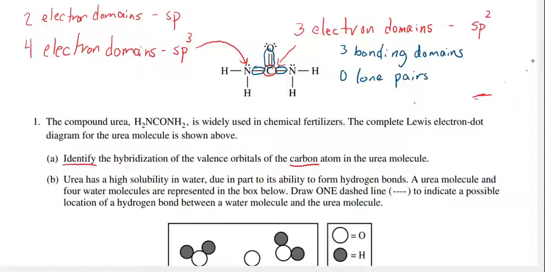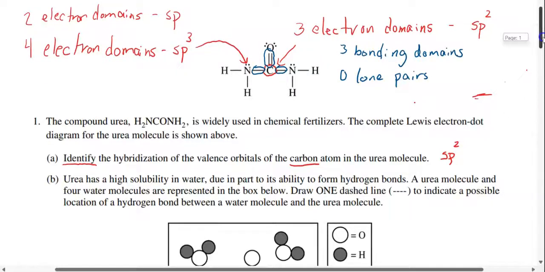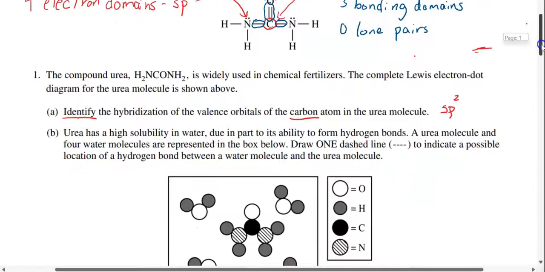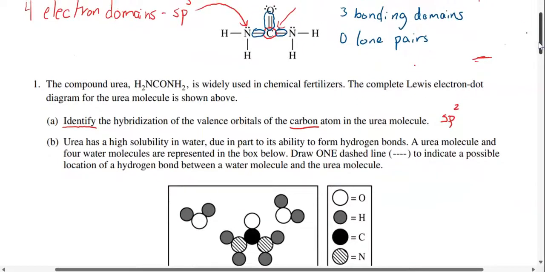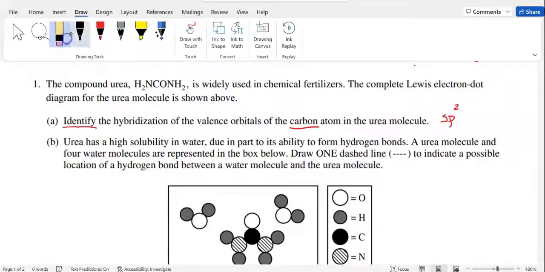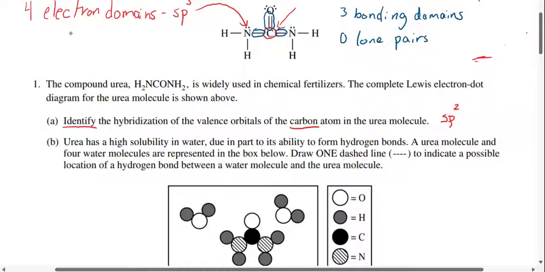Okay, the carbon, though, is all it's asking, so this would just be sp2, and that's all I need to write, again, because it just asked me to identify it. Okay, so all this other stuff I wrote, that was just to help you guys, but you do not need to write any of that in your answer. You just need to put sp2. Okay. So the next thing, I'm going to erase some of this little stuff so it's not so messy.